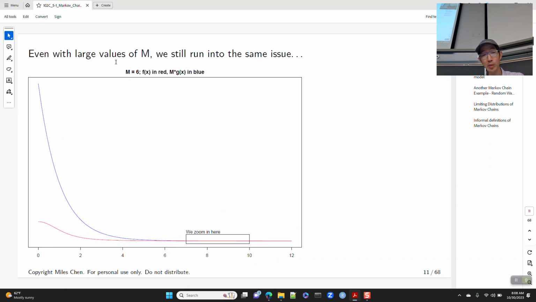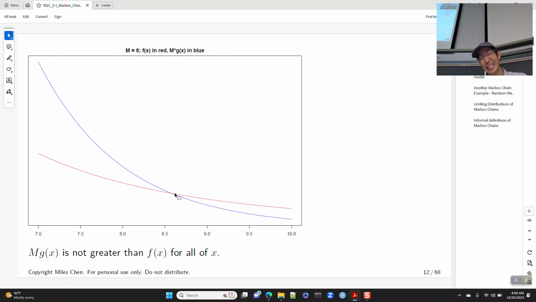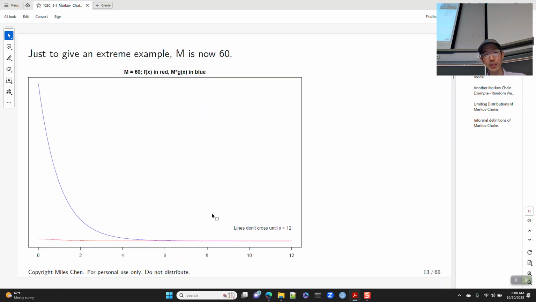So we could try, all right, what if I keep using a bigger value of m? M equals 6, okay? And so this works, but eventually, at say 8.5, we're not generating enough. And just for fun, I said, hey, let's do m equal to 60. So, comparatively, the distribution that we're generating from in blue looks like this, and we're only going to accept values that fall under the red line. So we're only going to accept a very small proportion.